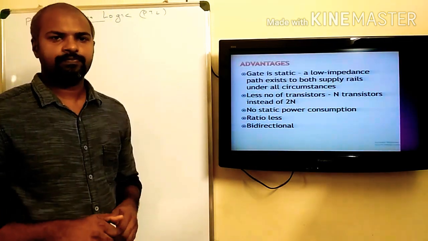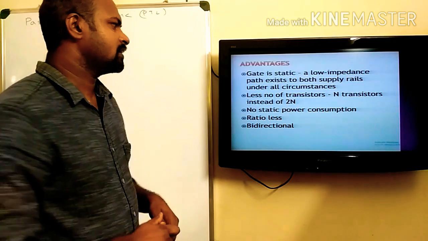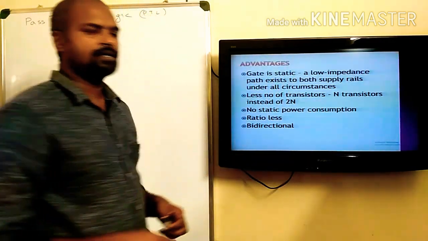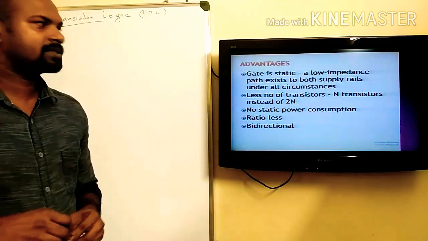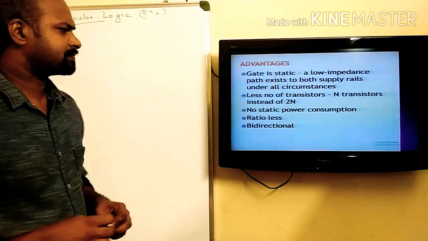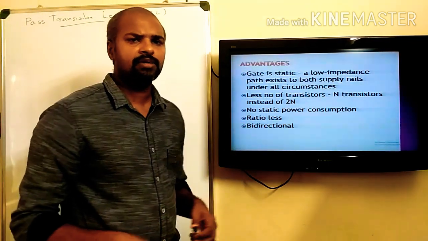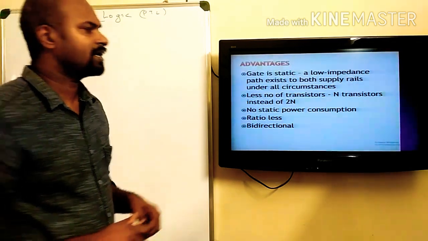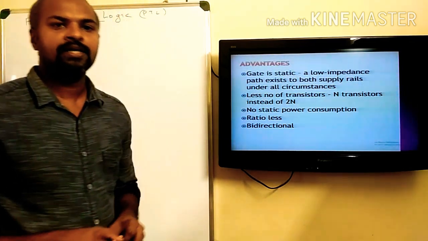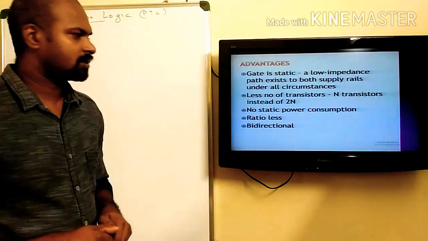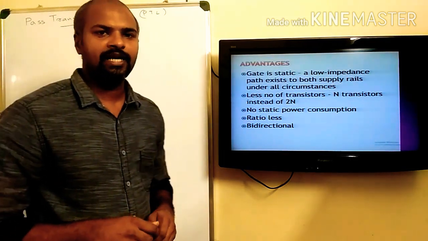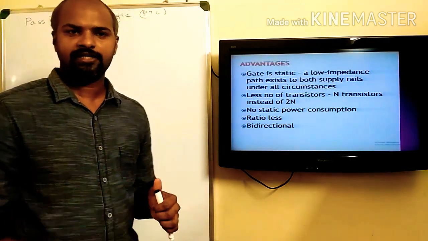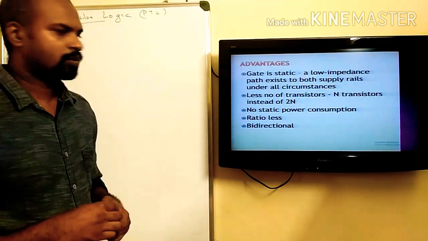So the advantages of pass transistor logic here: the gate is static and a low impedance path exists between the power supply rails. Another big advantage is fewer transistors. We have only n transistors instead of 2n, in contrast to CMOS technology. Another is there is no static power consumption because there is no direct connection between VDD and the ground rail.